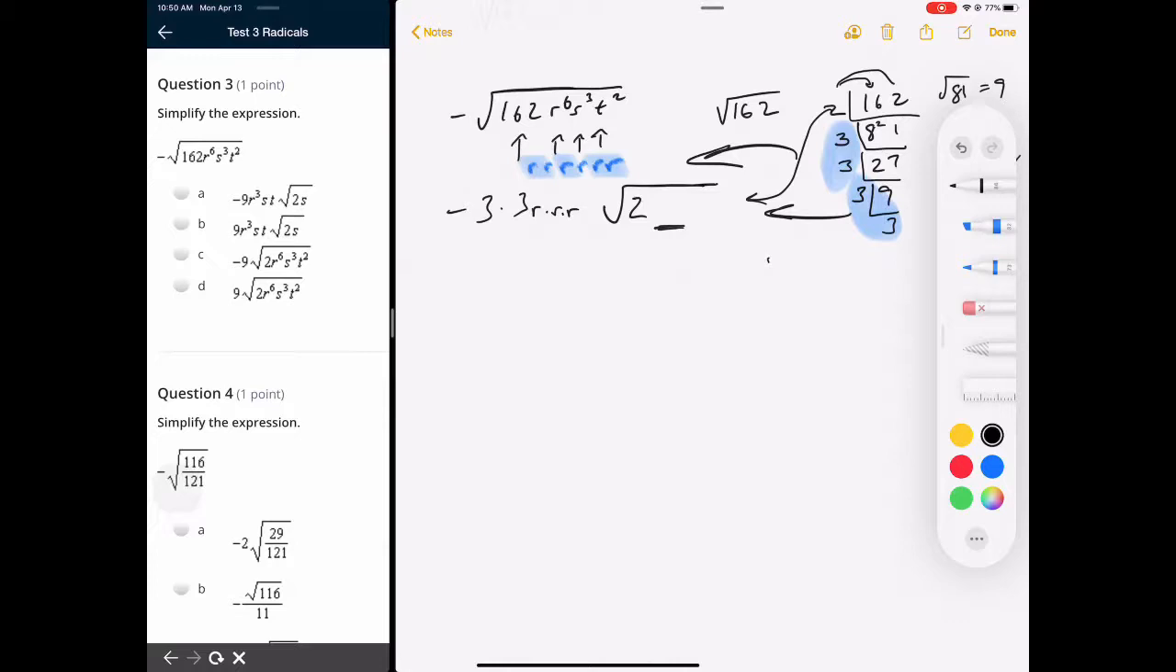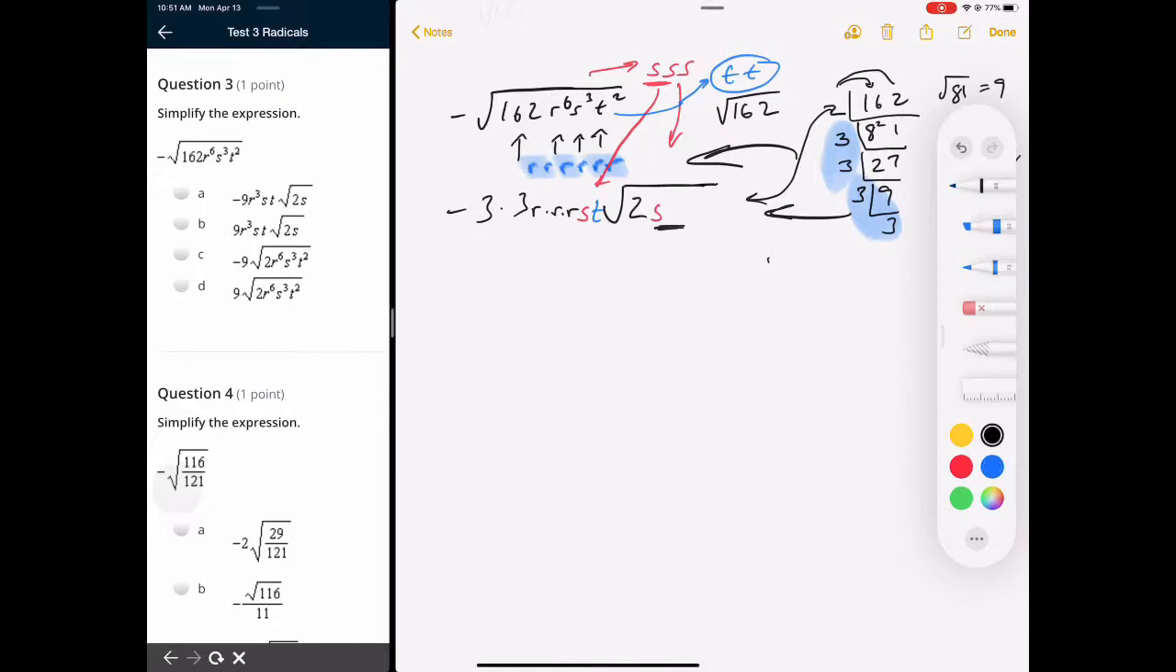Let's look at S. I'll write it up here. S, S, S. Remember, square roots can only take out pairs. I have a pair. That's going to be 1 S comes out and 1 S gets stuck in. 1 S out, 1 S in. And the last one, T. I have 2 T's. Well, I do have a pair, and that comes out.